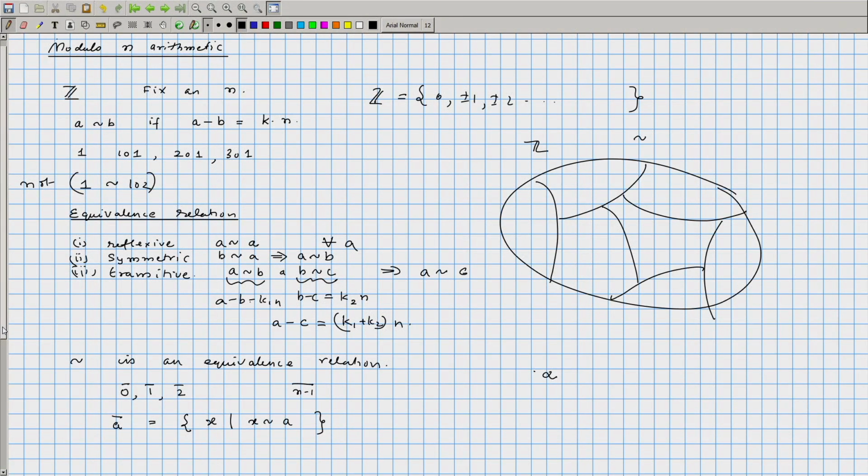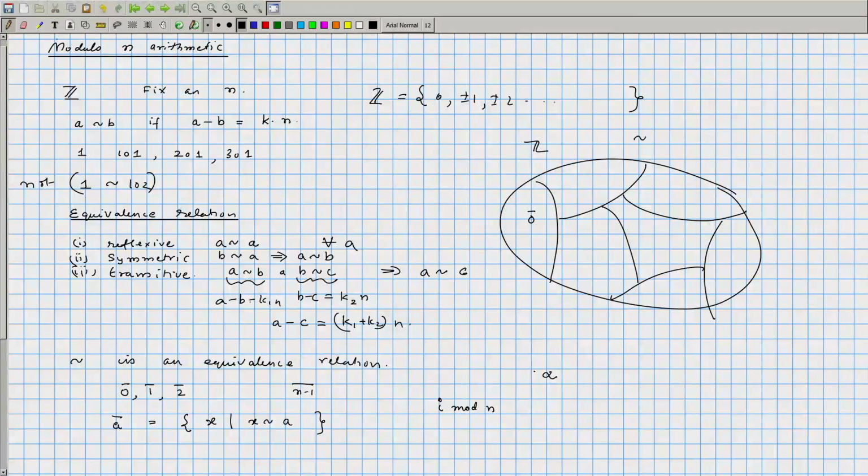So, for any particular element i, if you look at i mod n, that is the remainder that you get when i is divided by n. That is going to be the equivalence class containing i, so you can think of that number as a representative element of the equivalence class containing i. Okay, so these are our classes 0, 1.